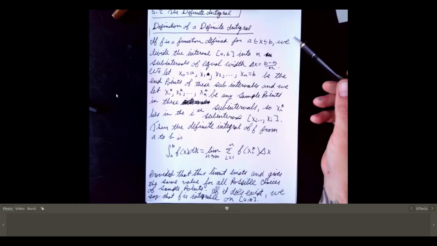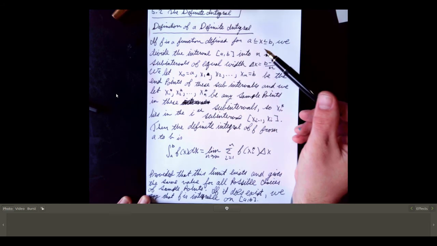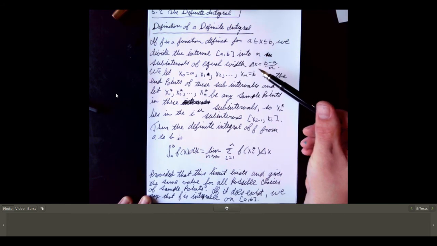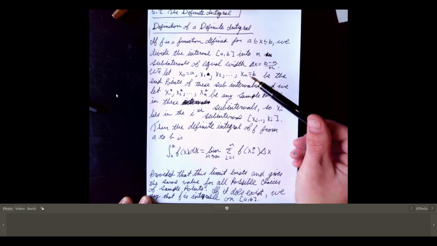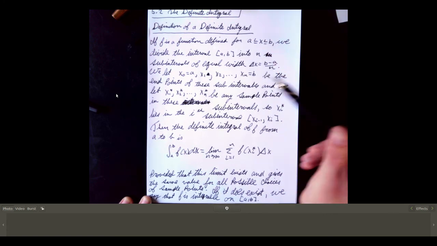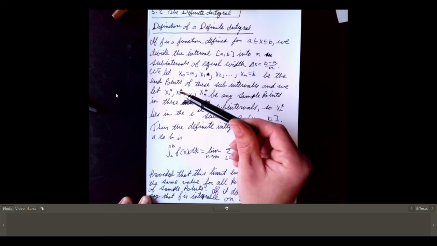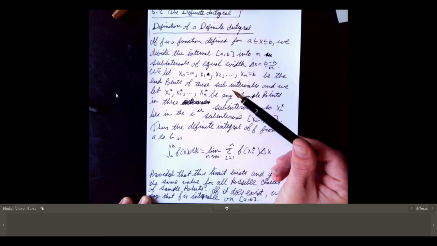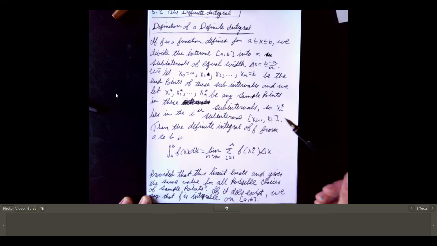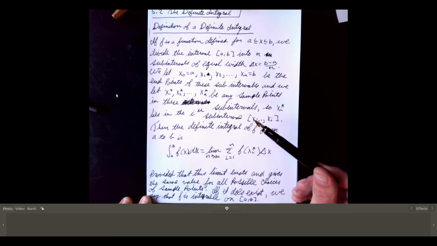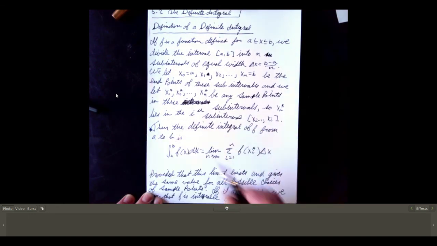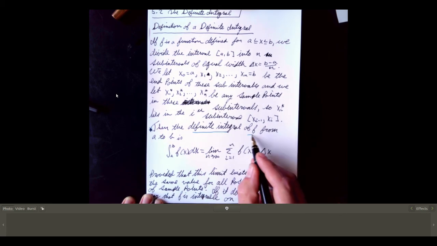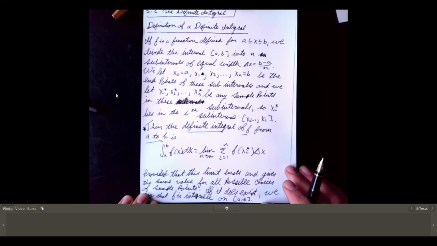If f is a function defined for a less than or equal to x less than or equal to b, and we divide the interval from a to b into n subintervals of equal width delta x, we let x0 be equal to a, and then we have x1 and x2 all the way out to xn, which is equal to b, be the endpoints for these subintervals, and we let x1 star, x2 star, all the way out to xn star be any sample points in these subintervals. So xi star lies in the ith subinterval from x sub i minus 1 to x sub i. Cool. Then, the definite integral of f from a to b is this.